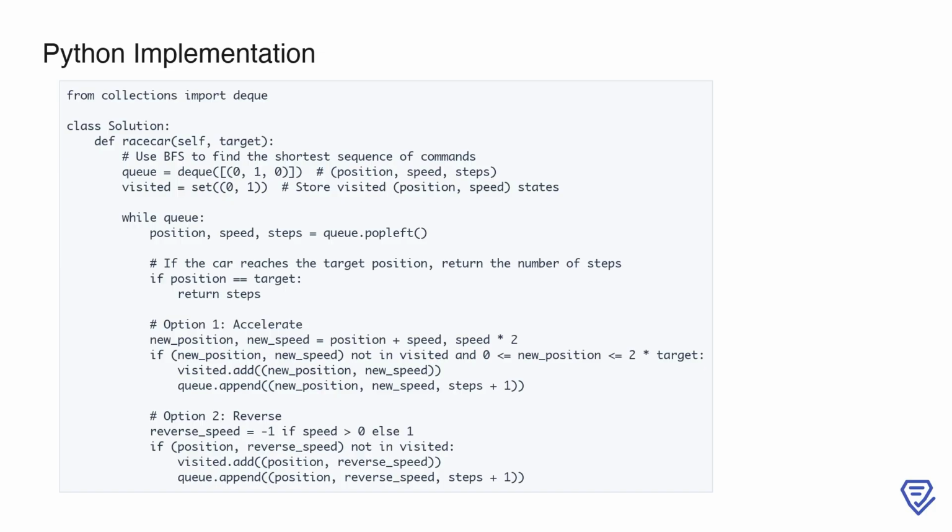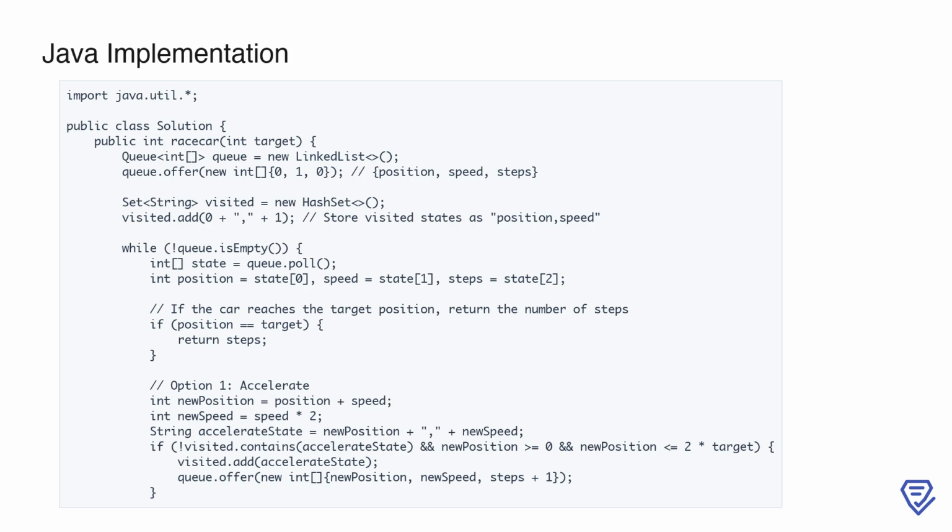This algorithm ensures an optimal solution by leveraging BFS to explore the shortest path first, and the visited set prevents redundant calculations, ensuring efficiency. Here, we start by importing the necessary utilities and defining our solution class. The main method, racecar, takes the target position as input. We use a queue to perform breadth-first search, where each state in the queue is represented by an array containing the current position, the current speed, and the number of steps taken so far.